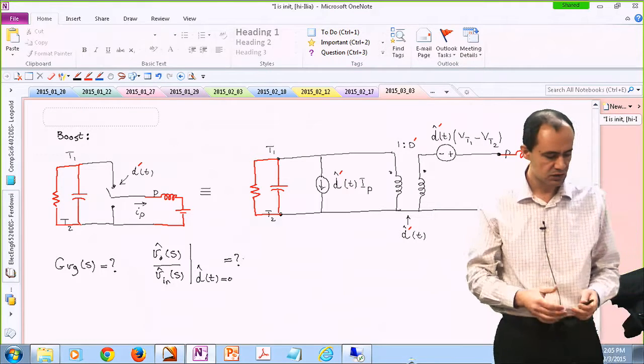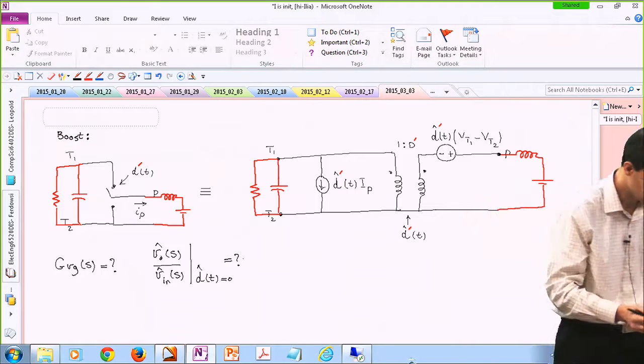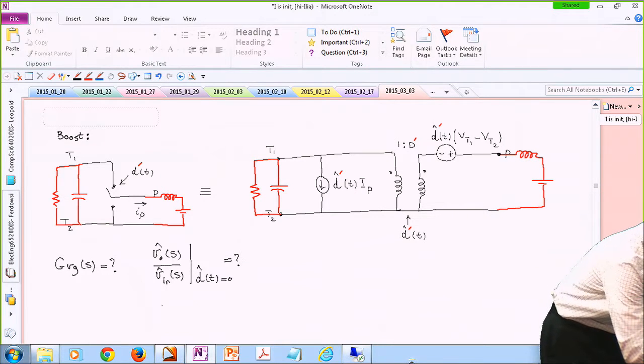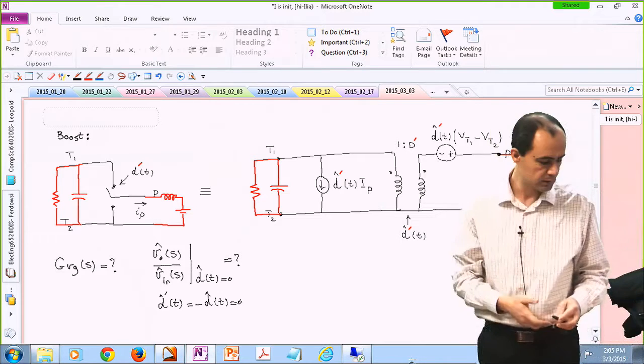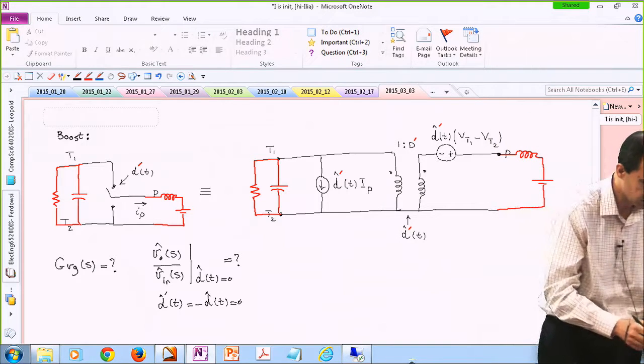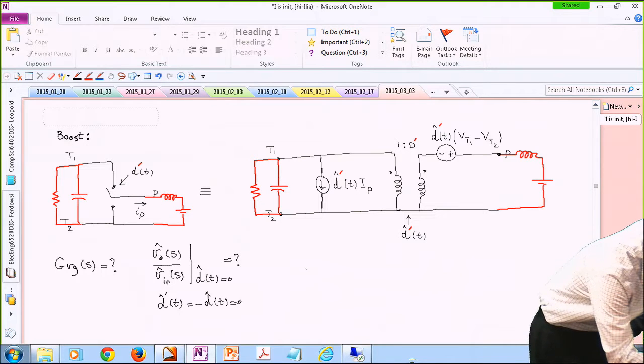So the suggestion is, anywhere that you have D or D prime, replace them with 0. So remember, D prime perturbed is the opposite of D perturbed. And if D is not perturbed or the perturbations are 0, therefore D prime is not perturbed either. So anywhere that I have D or D prime, I should just replace them with 0. So I'm going to redraw this circuit.